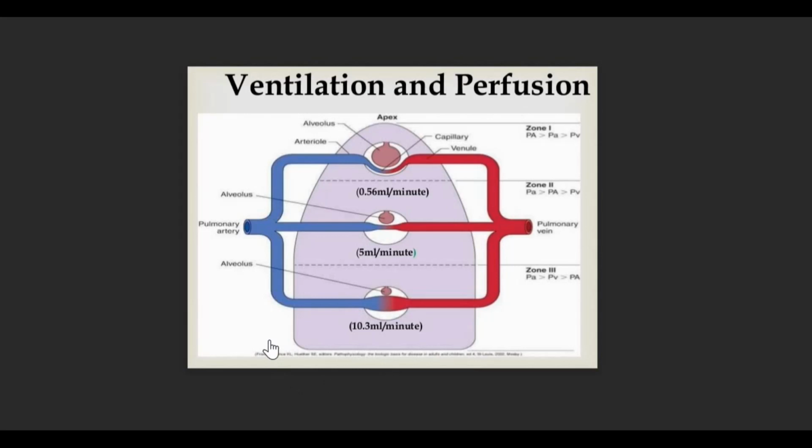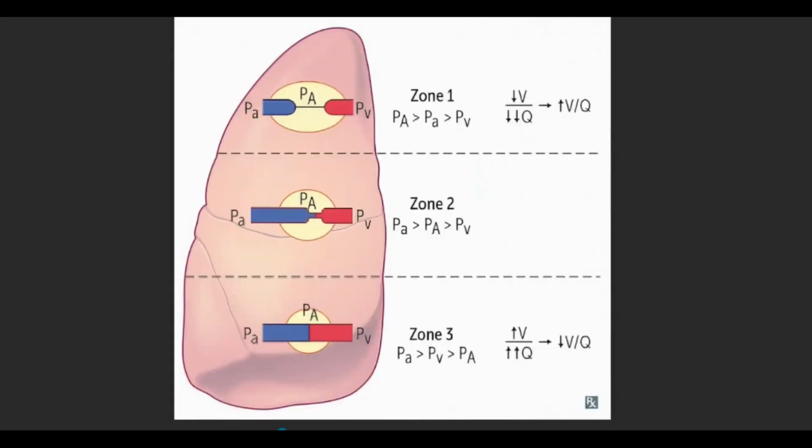So the key point is that ventilation and perfusion are not even throughout the lung. Ventilation improves from apex to base, and perfusion also increases from apex to base. So what about the VQ ratio? Because remember, the ventilation-perfusion ratio indicates the gas exchange.